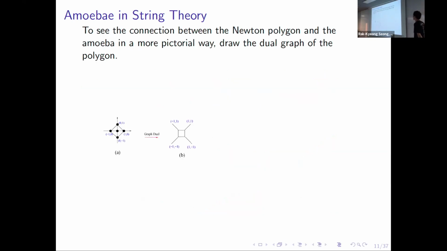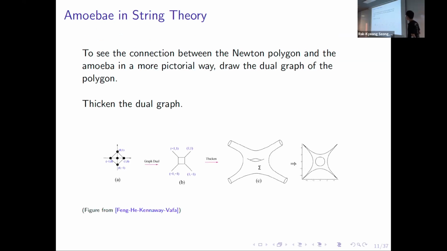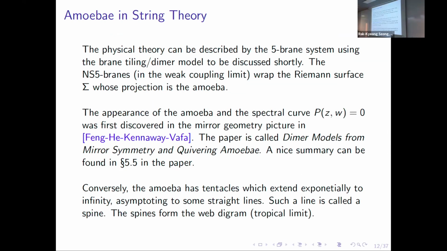And to see it in a more pictorial way, we show the dual graph of the lattice polygon, which is called the web diagram. Then we thicken the dual graph, and what we have is a punctured Riemann surface. In this picture, if we project it to a plane, we see that this is the amoeba. Roughly speaking, we have some fibrin system to describe the physical theory that will be mentioned shortly, and these fibrins would just wrap the Riemann surface.